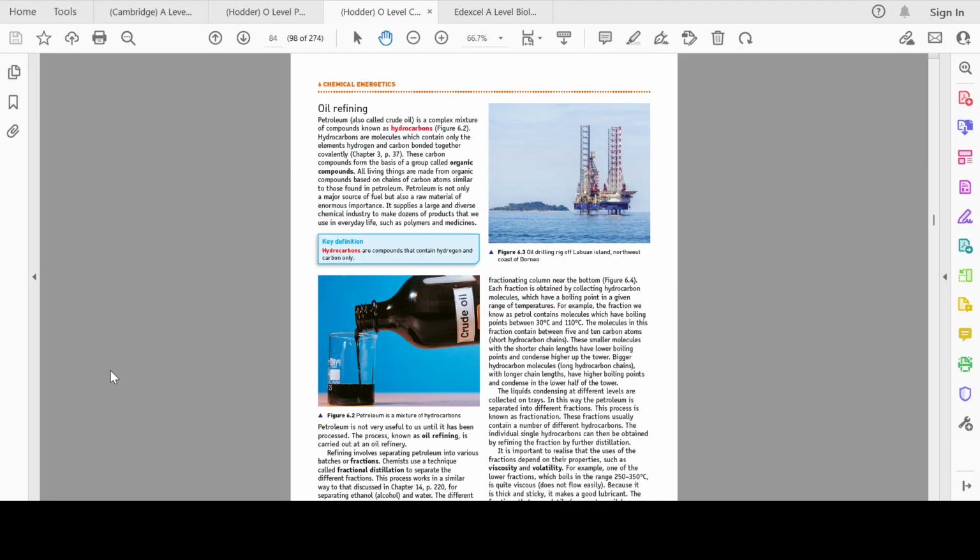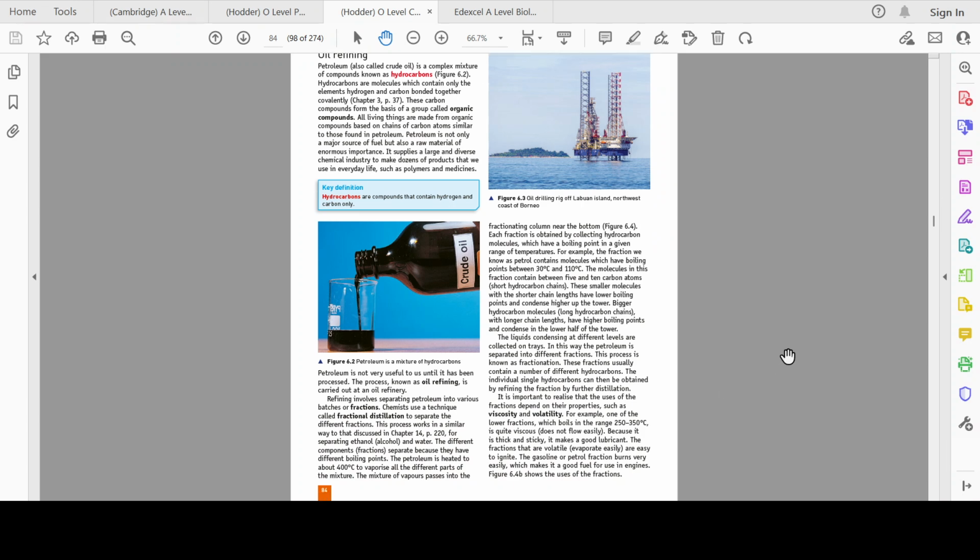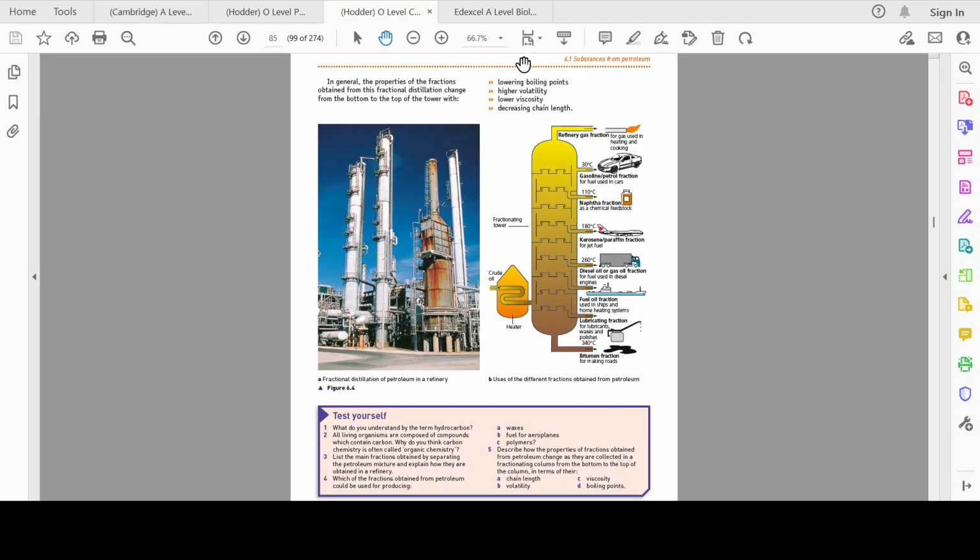I'll show it to you in the text, and then we can move towards talking about the important concepts of exothermic and endothermic reaction. Right, so this is all detail over here. Read it, right? And this is what a fractionating column looks like, fractional distillation.